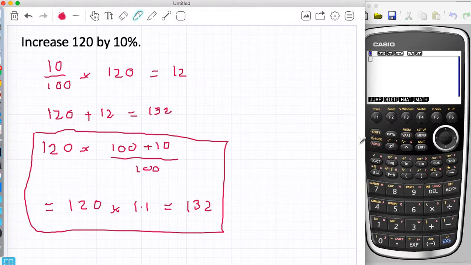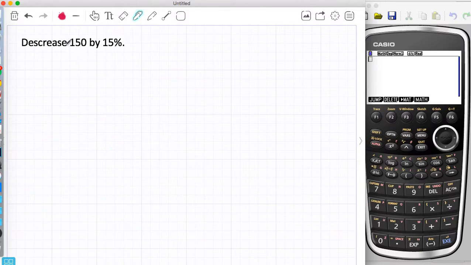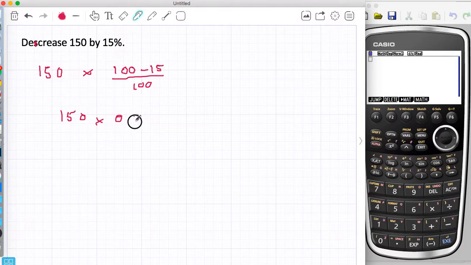Let's look at one with a decrease. I want to decrease, excuse my spelling, I want to decrease 150 by 15%. So I'm going to start off with 150 and I'm going to times it by, and I'm going to always write 100 to begin with until I'm used to doing these, and decreases go down, so I'm going to decrease it by 15% all over 100. So that is 85 over 100, 150 times 0.85.